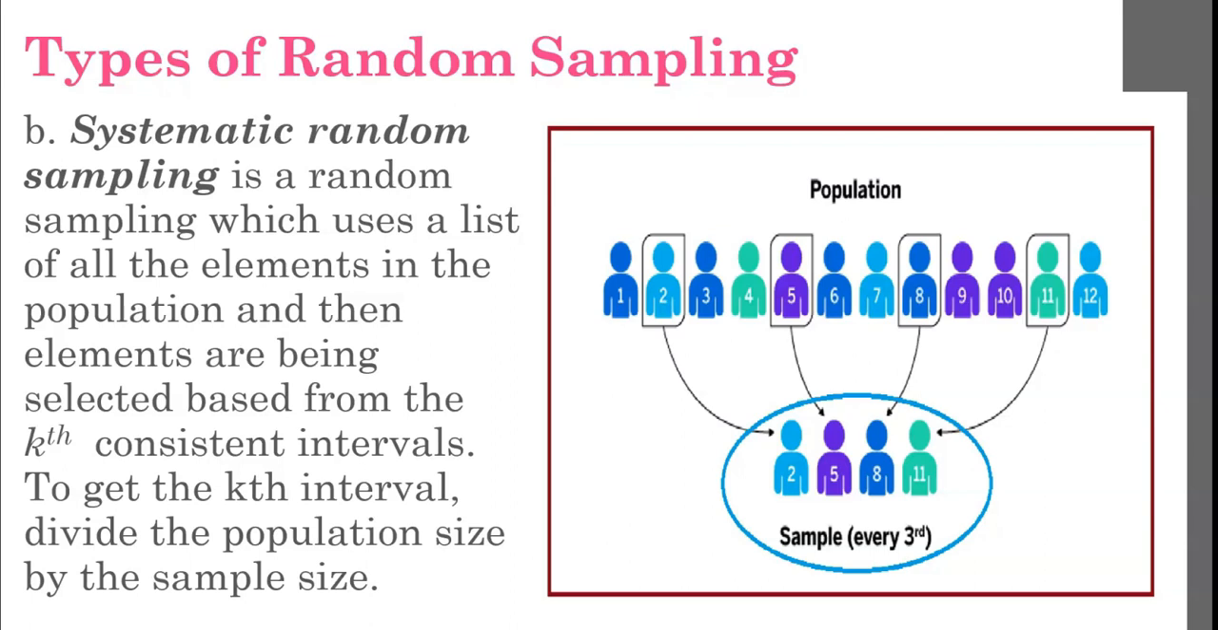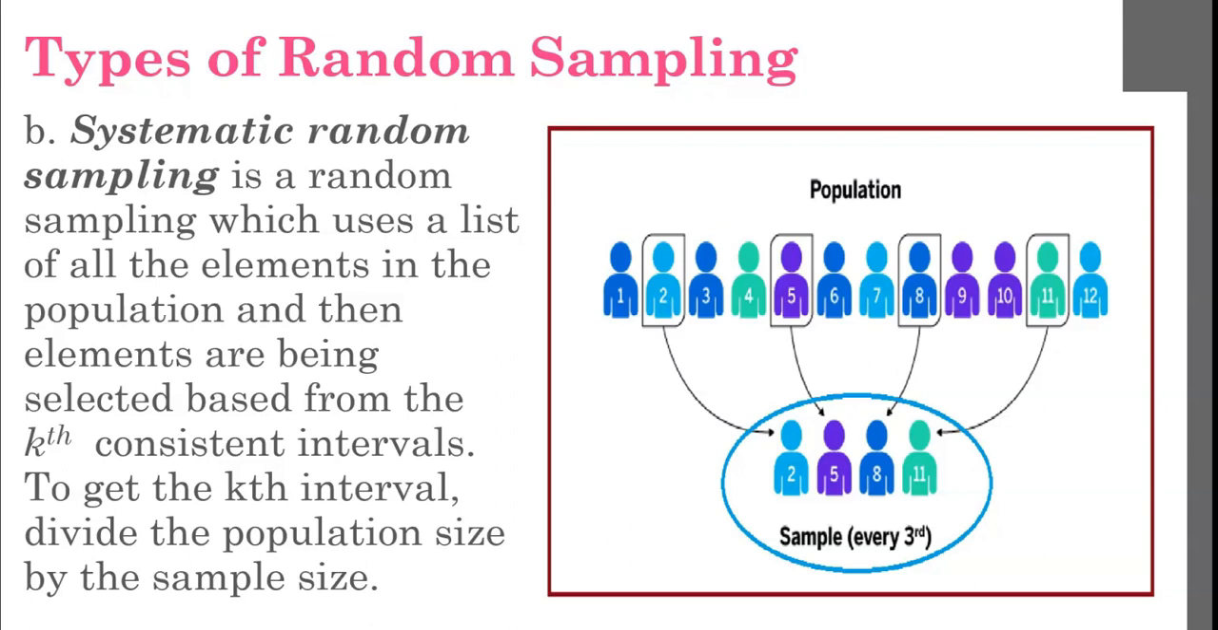For example, in the figure, the total number of population is 12, and we want to get 4 samples from the 12 respondents. So, to identify the interval, we divide 12 divided by 4. The answer is 3. So we get our sample every third from counting.